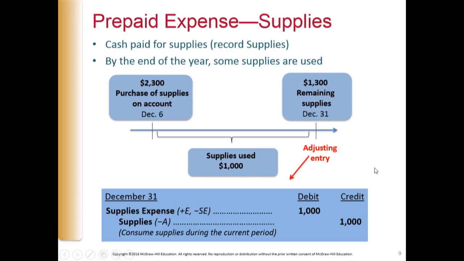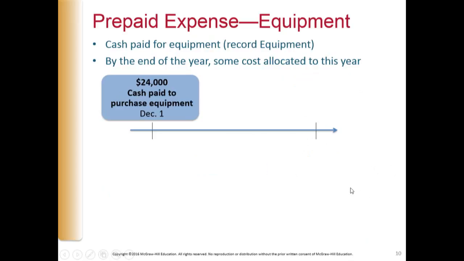That's the ending balance. Okay, here's an example of adjusting the value that we have in equipment. It says on December the 1st, we paid $24,000 to purchase equipment. So if we had recorded that entry, we would have debited equipment for $24,000 and credited cash for $24,000.